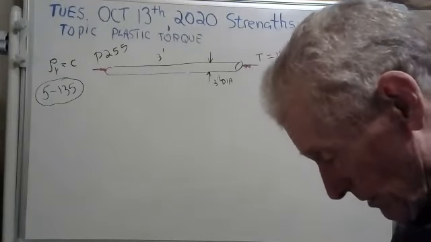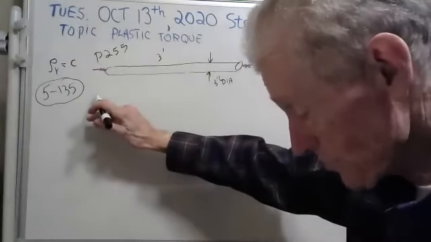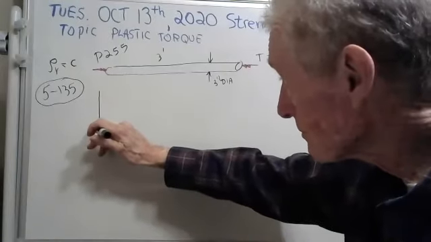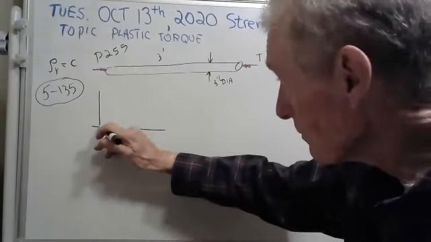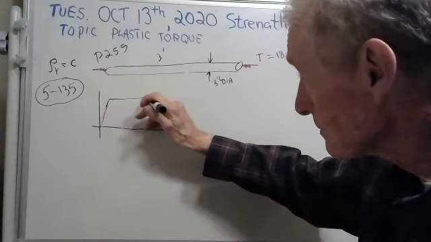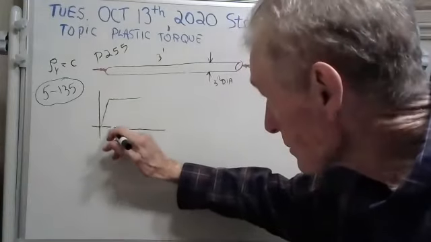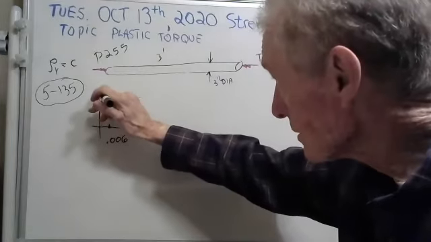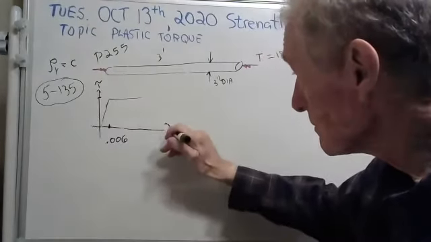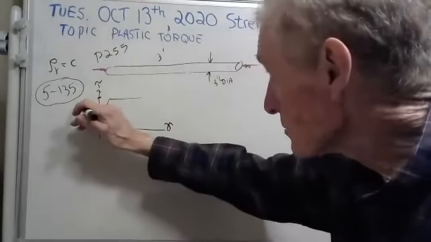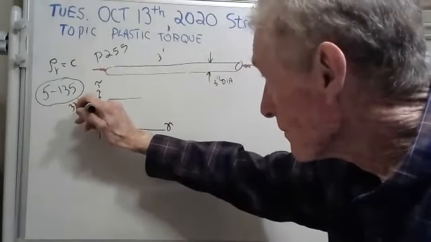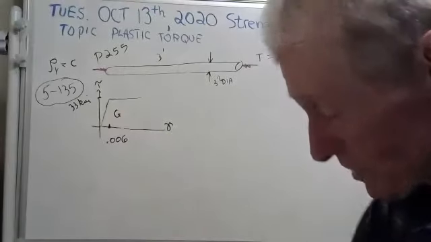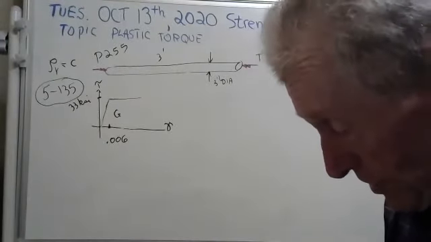All right. Now, they gave you the shear stress, shear strain diagram, and it went like this. This is 0.006, and this is 33 KSI. Okay, now we're going to find the slope right in here in the elastic region. We might need it for something, I don't know.